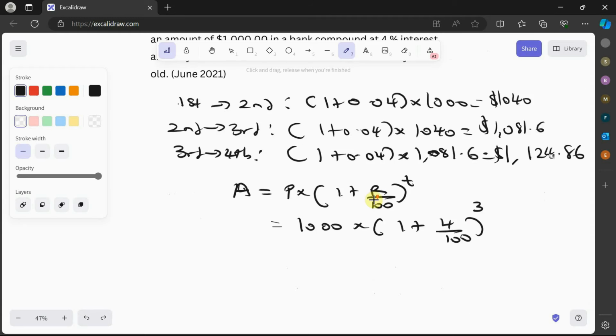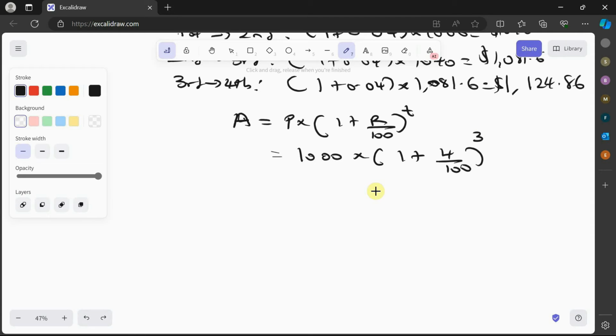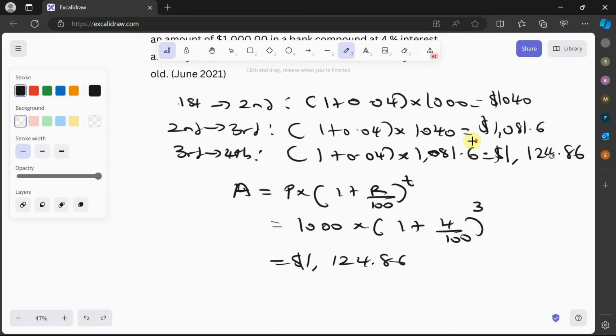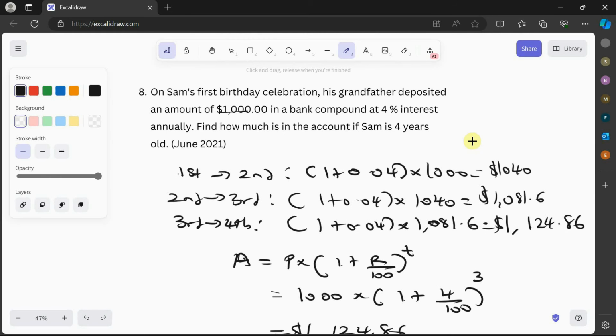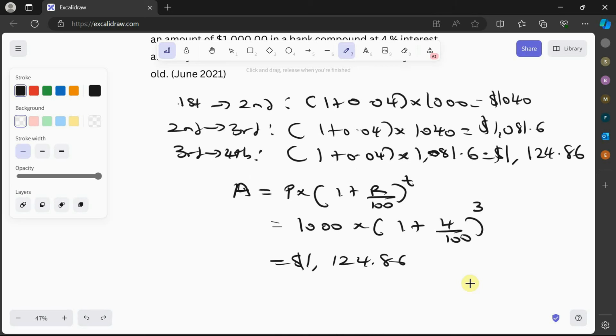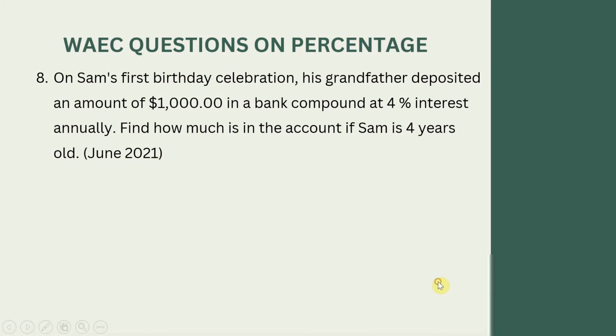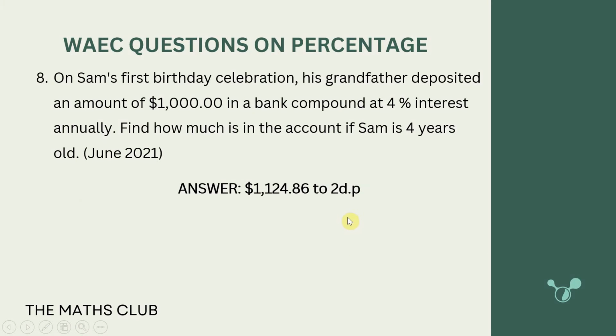So if you plug all of that into your calculator, 1 plus 4 over 100 raised to the power of 3, you would have $1,124.86, which is the same thing that we had here. But you might be tempted to say that the number of years is 4, so that's why you have to count. First birthday to second birthday, second to third, third to fourth. You have to be very, very careful. If I put 4 here, I will have completely missed the question. Let's see if our answer is correct. $1,124.86 to 2 decimal places.